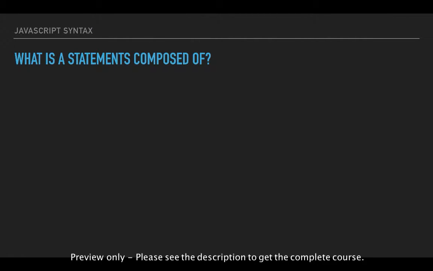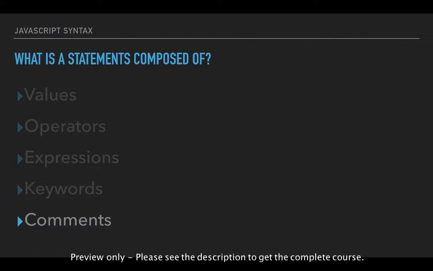What is a statement composed of? Well, there are multiple things that become a part of a statement in a programming language. The first one is values, which means there are certain values that will be there in the statement. The next is operators. The other one is an expression. The next is keywords. And last but not the least is comments. We will be going over each and every item in detail.